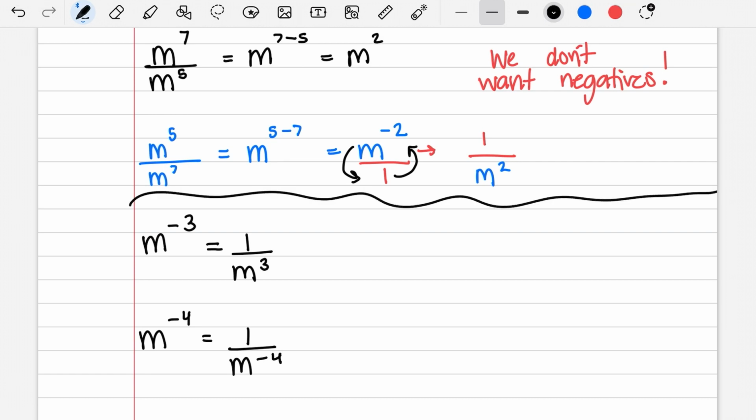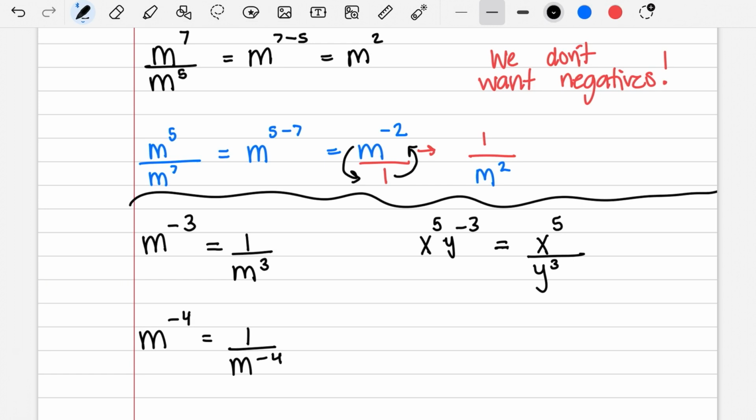If you have two variables, for example, x to the power of 5 and then y to the power of negative 3, only y raised to the power of negative 3 will go down. The x to the power of 5 is already positive, so it does not need to move. X to the power of 5 is going to stay at the top. Y to the power of 3 will go to the bottom and become positive.